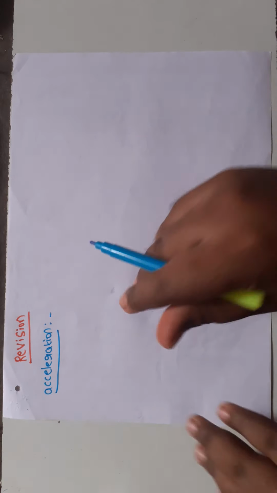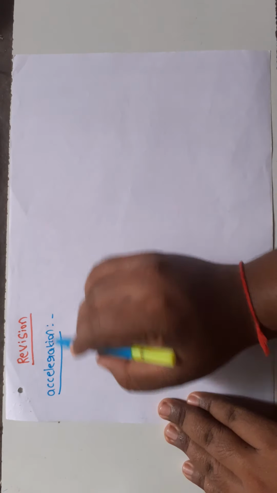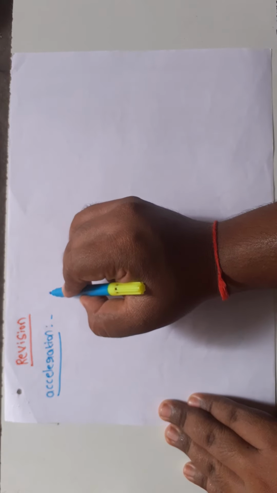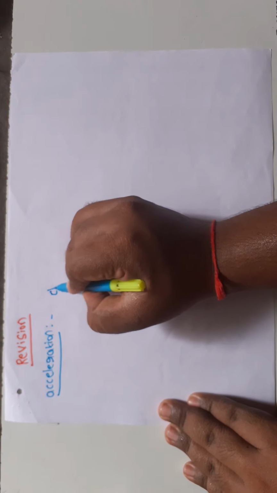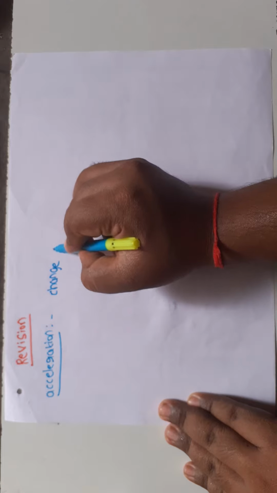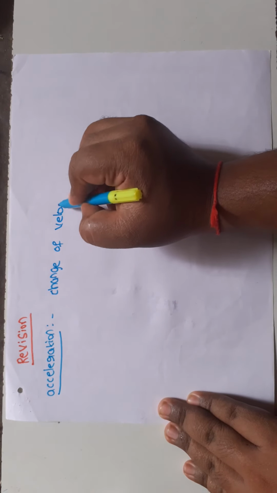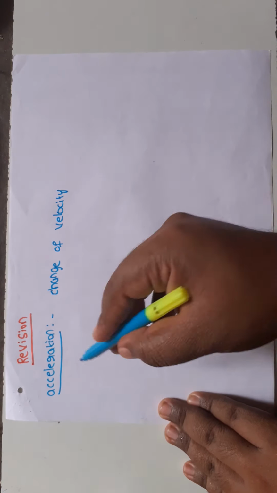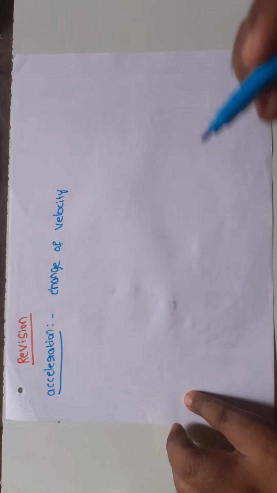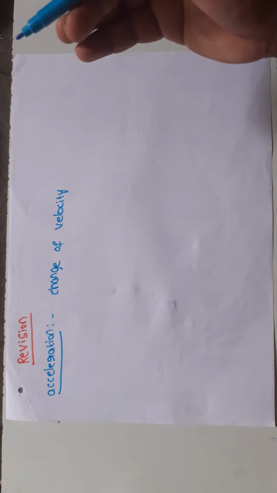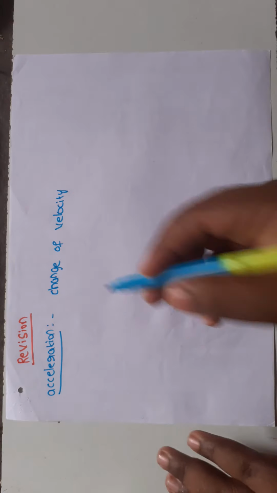Okay. What is meant by acceleration? Anybody? So, acceleration means the rate of change of velocity. Change of velocity is called acceleration. So, if a body is in motion, the velocity of the object changes if that object possesses some acceleration. Okay.